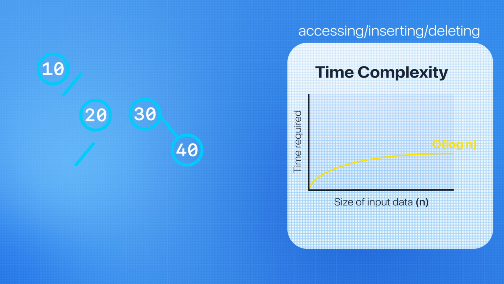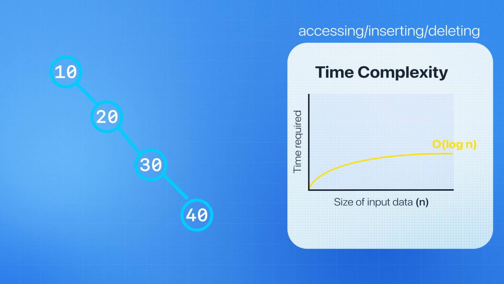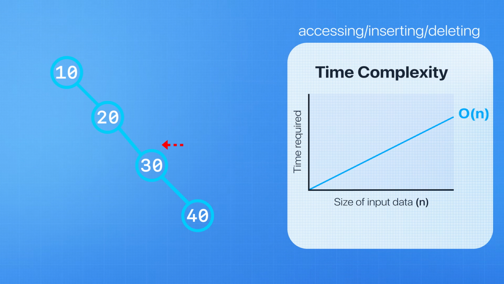But worst case, if your binary search tree is unbalanced for some reason and it looks something similar to a linked list, each of those operations, access, insertion, and deletion, becomes O of n because you might have to go through each element. There's no elimination of search space.